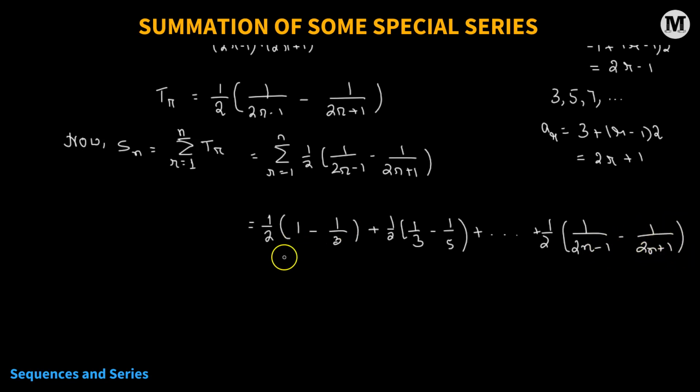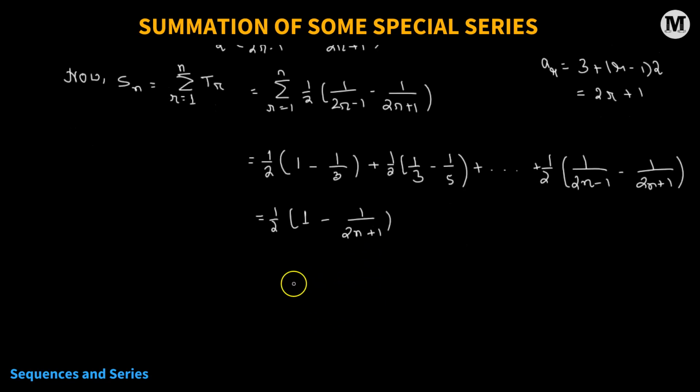Now what we can do, we can take half as the common factor, and we will see that some of the terms will get cancelled out, and that's going to leave us with the first term, which is 1, and the last term, which is negative 1 over 2n plus 1. And we can combine it. So combining it is going to give us the final sum. Thus, Sn is going to be given by n over 2n plus 1.